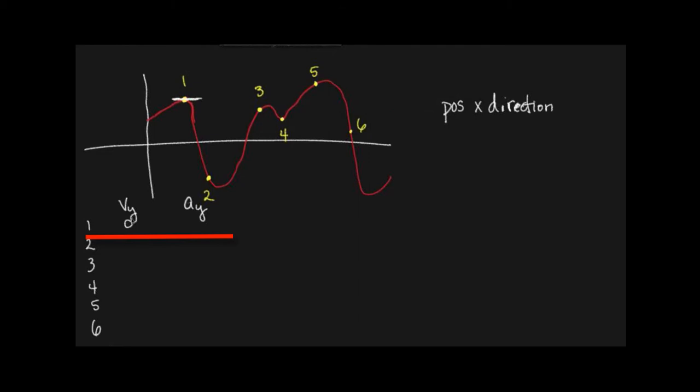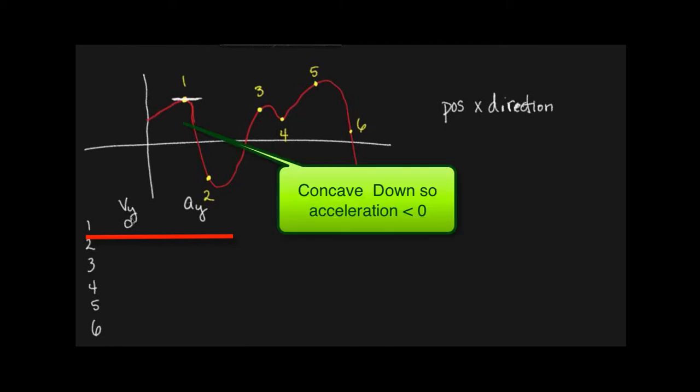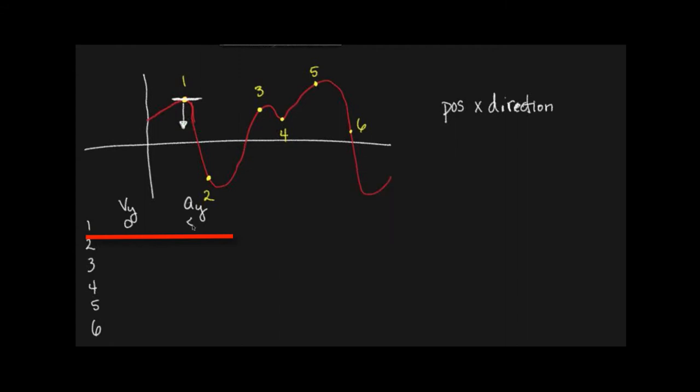A sub y. The easiest way to look at it is just look at the concavity. It's concave down that way. Negative. It's concave down, the acceleration's that way. Less than 0. Okay? Okay. All right, let's look at point 2. What's going on in point 2?